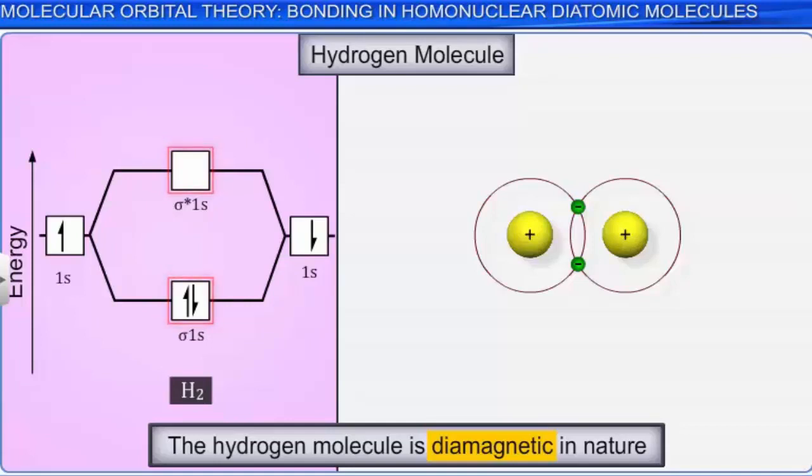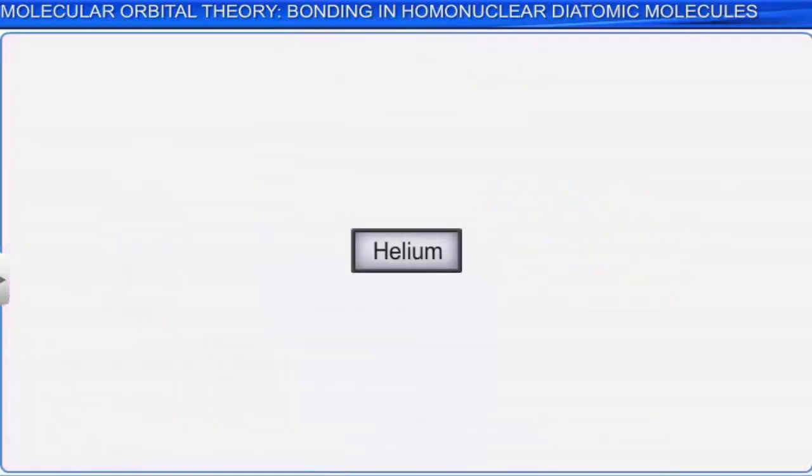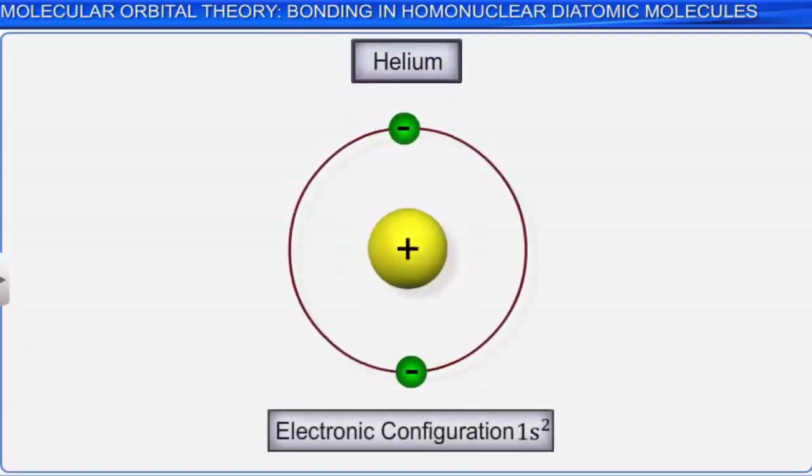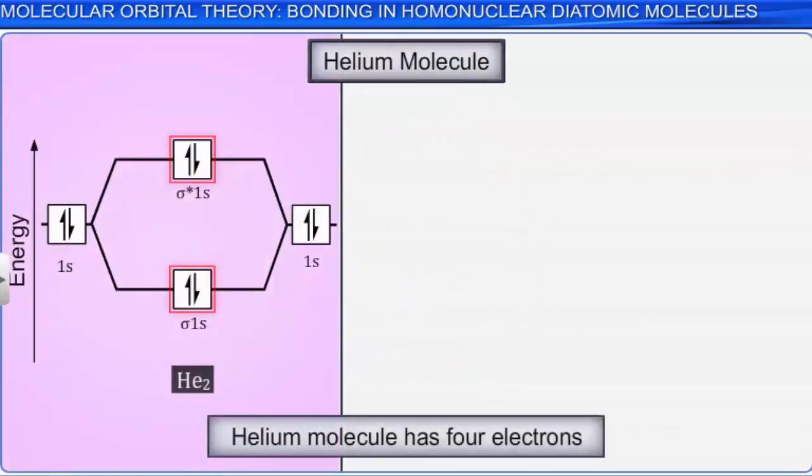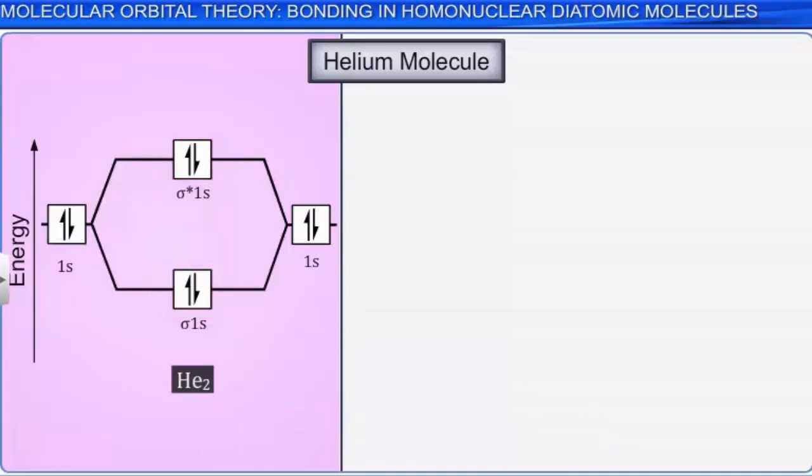Now let us discuss the bonding in a helium molecule. A helium atom has two electrons in its 1s orbital. Hence, the number of electrons in a helium molecule is equal to 4. These electrons occupy the sigma 1s and sigma star 1s molecular orbitals. Hence, the electronic configuration of a helium molecule is sigma 1s2, sigma star 1s2.